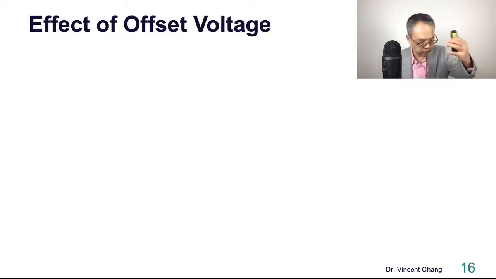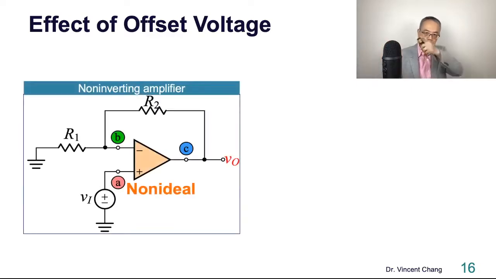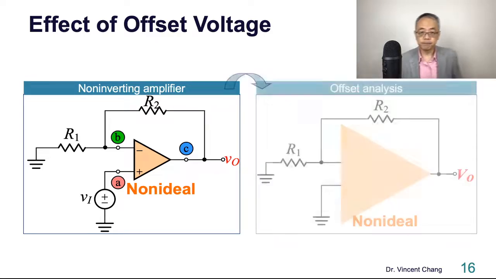So now here comes the third part. What's the effect when you do analysis? See, the left-hand side shows a non-inverting amplifier. Now the op-amp is not ideal. It suffers with the offset issue. So now I'm asking you to analyze this circuit, to be more specific, what's the DC output voltage in this case.